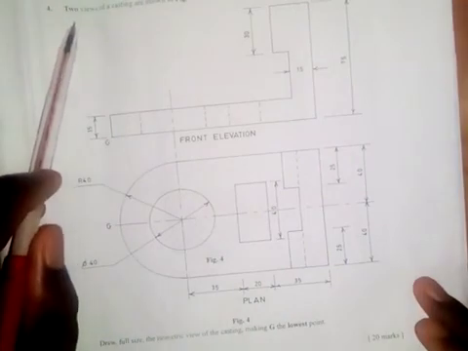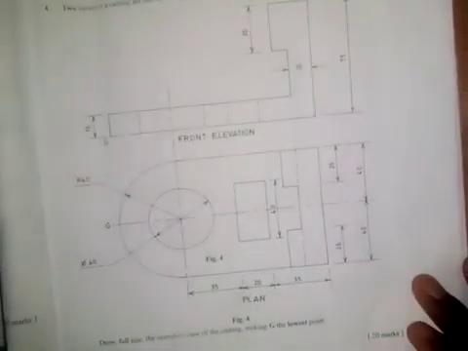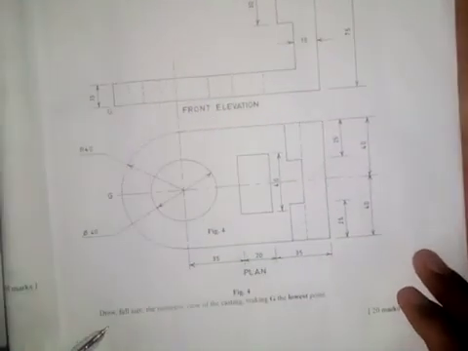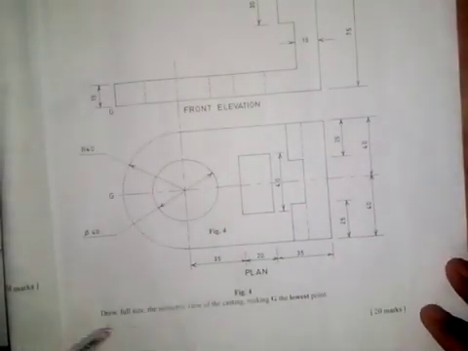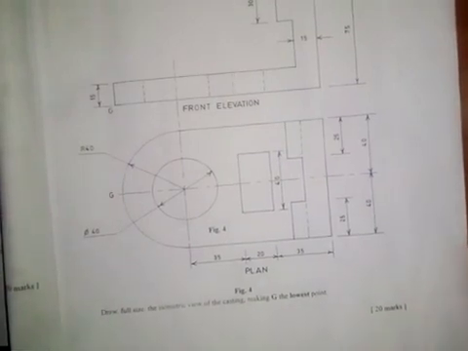As you can see here, two views of a casting are shown in figure 4. We have this, the front elevation. This is the plan. And then we are asked to draw full size the isometric view of the casting, making G the lowest point, and the question carries 20 marks, as you can see here.